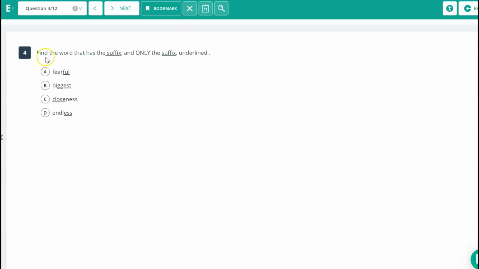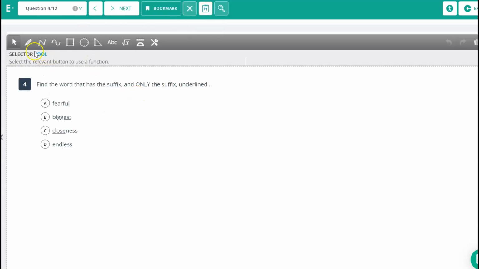Number 4. Find the word that has the suffix and only the suffix underlined. Think of the suffix at the end, because sometimes there's an S at the end. Suffix is at the end. So I'm going to look at if the rest of the word is a root word. So fearful. Oh, actually, I'm going to use that strategy where we cross out the ones that I know it's not, because that is the beginning of the word. All right, so fear, full. I know full is a suffix. It means a lot of or full of.